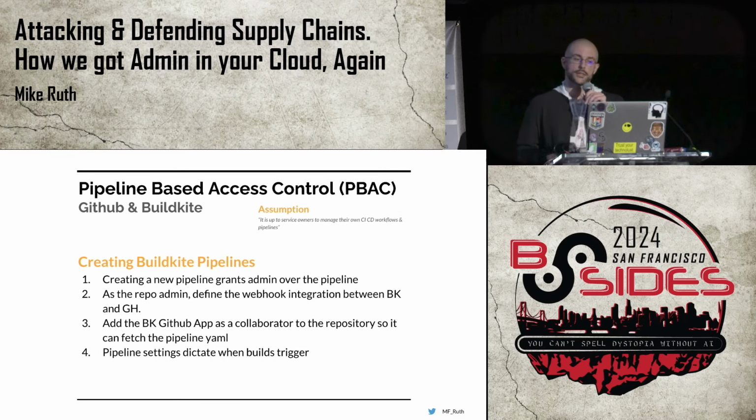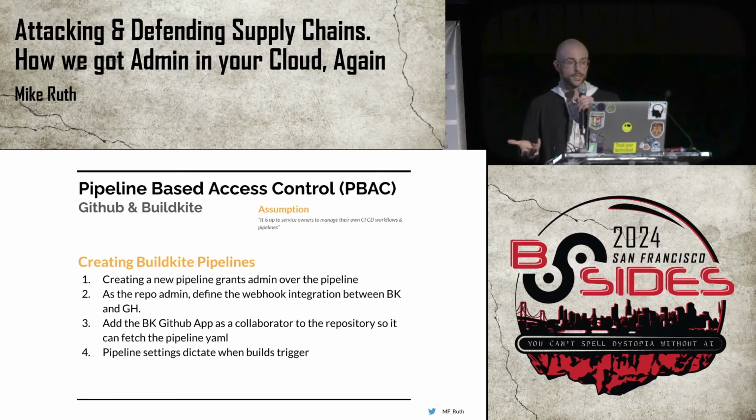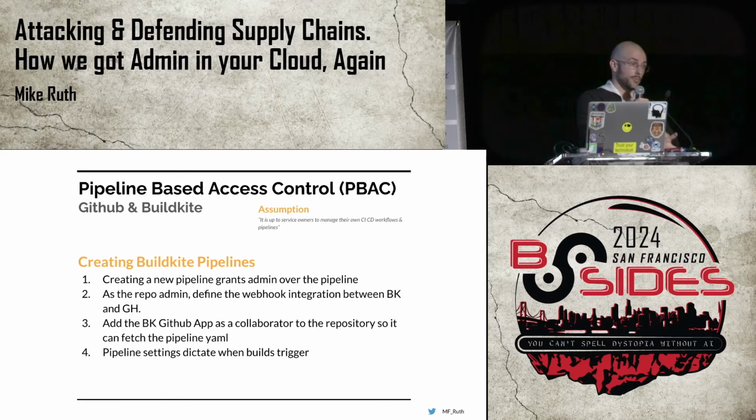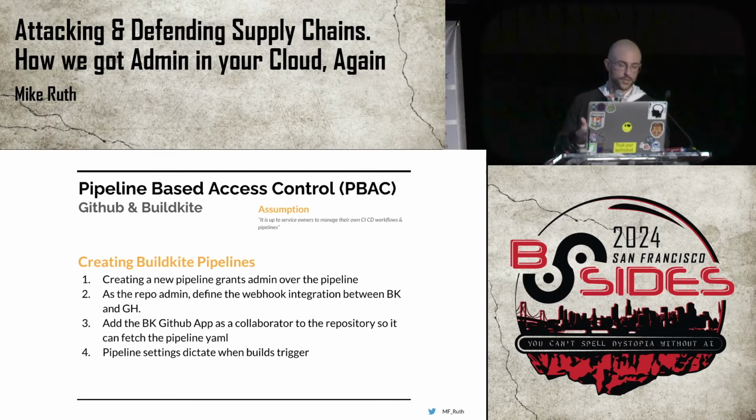Next, we're going to create a Buildkite pipeline. We start by going into the dashboard for Buildkite and creating that pipeline. That's going to give us admin to be able to manage it. Again, you have a repository that we've just created. We're then going to connect the two, right? And we do that through that webhook that we talked about.